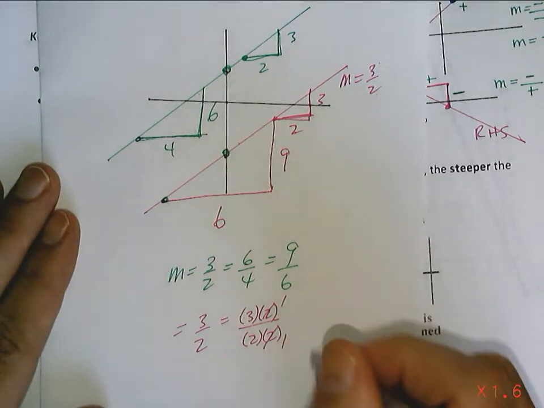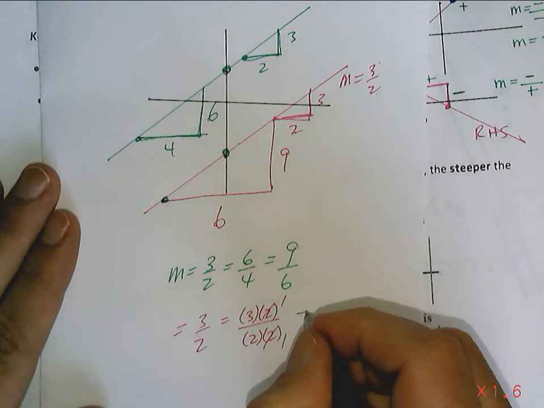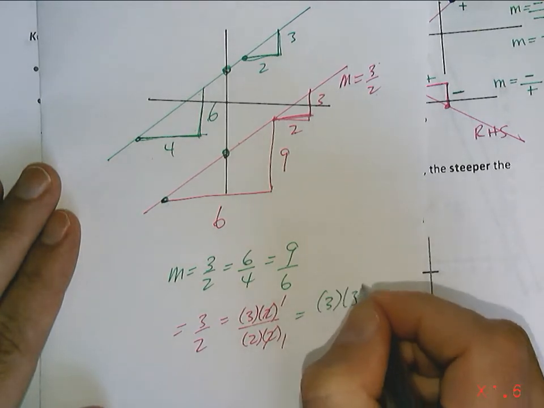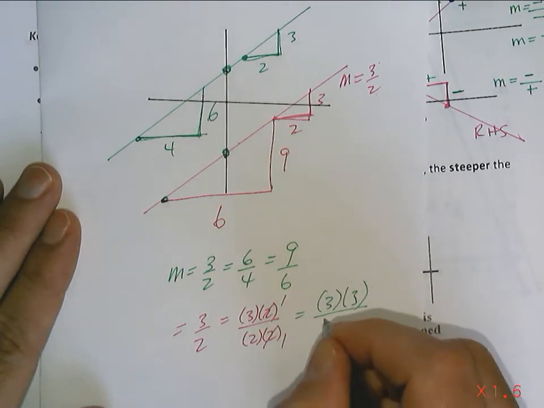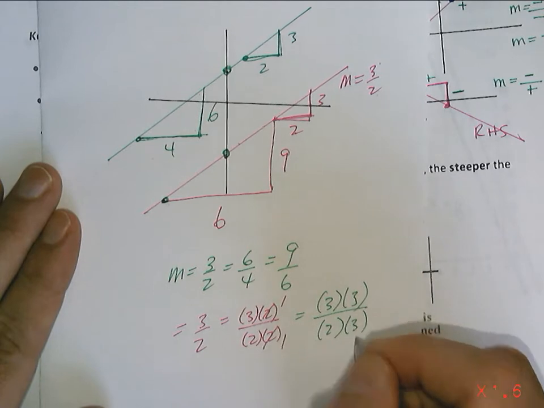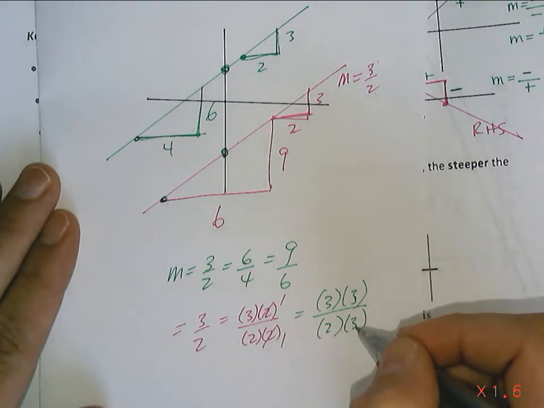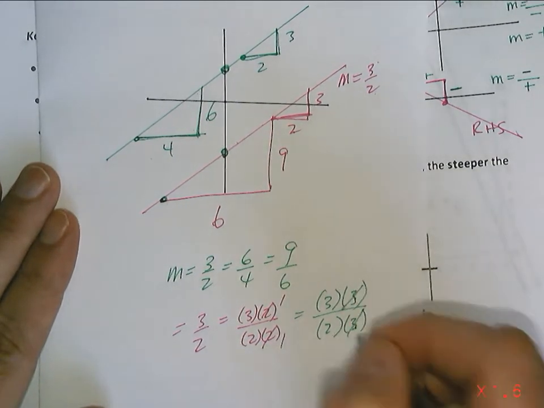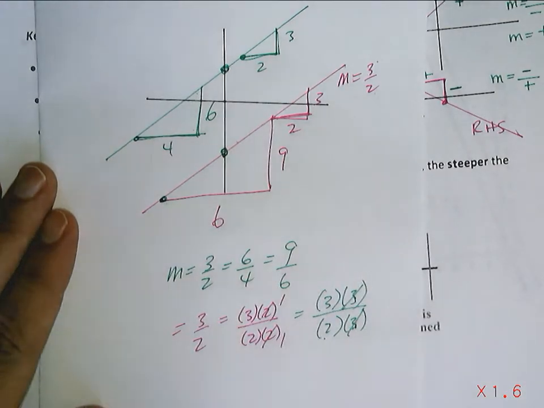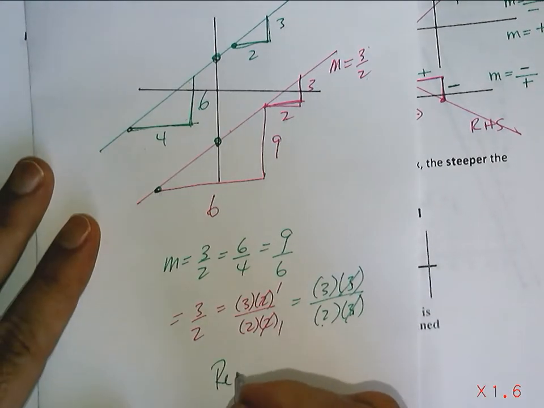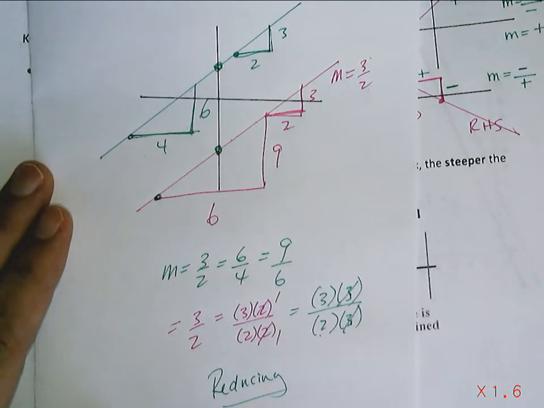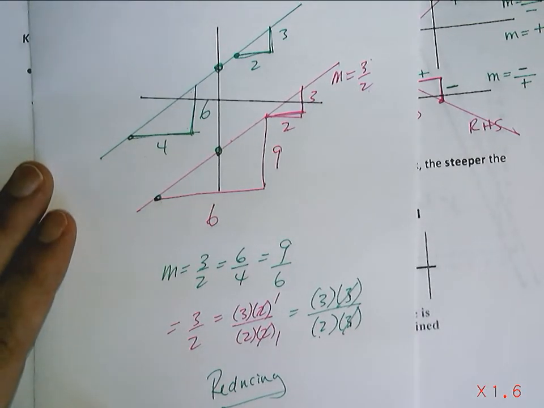And let's think about the 9 over 6. Well, the 9 over 6 could be 3 times 3, and the 6 can be 2 times 3. Do you see how there's a 3 and a 3 here? And that leaves us a 3 over 2. This is called reducing. And it's because these are similar triangles again. The ratios are the same.